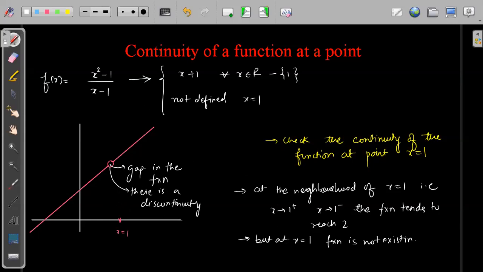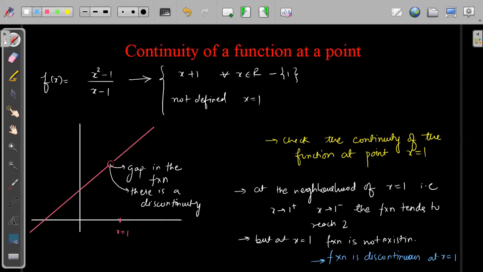So what will be the final observation? That the function is discontinuous at x equals 1. Why is it discontinuous at x equals 1? Because they're talking about the discontinuity of the function at x equals 1. Why are we able to say that it is discontinuous at x equals 1?